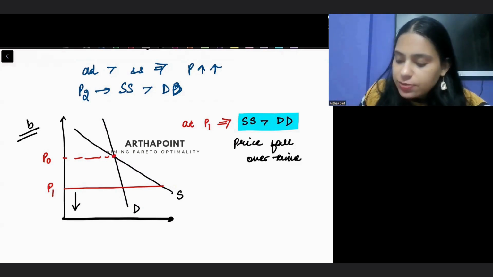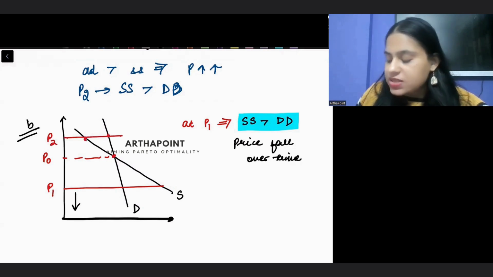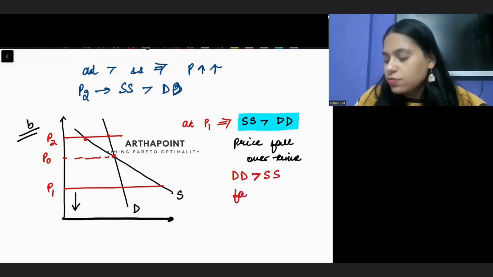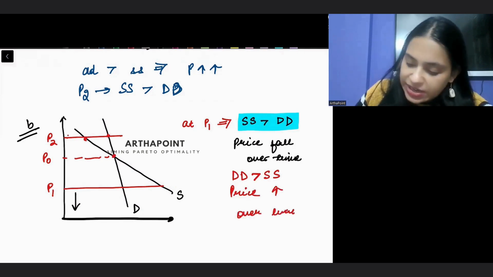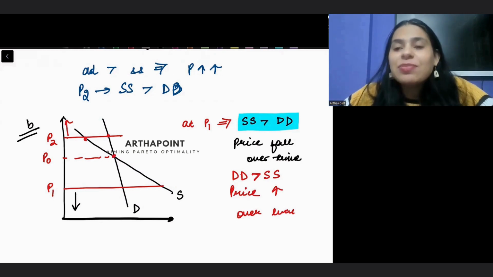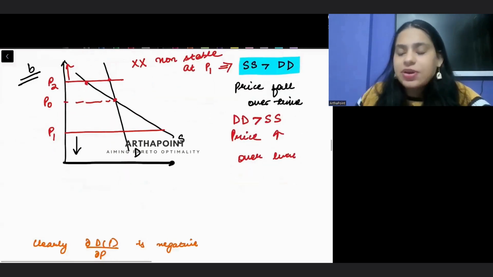Achha, what if I start with price P2? At price P2, demand is more, supply is less. So demand is more than supply. So if demand is more than supply, what do we know? Price will increase over time. So we will again deviate from the equilibrium price. So we won't be able to reach the equilibrium price. We will be deviating from the equilibrium price. So, non-stable equilibrium.